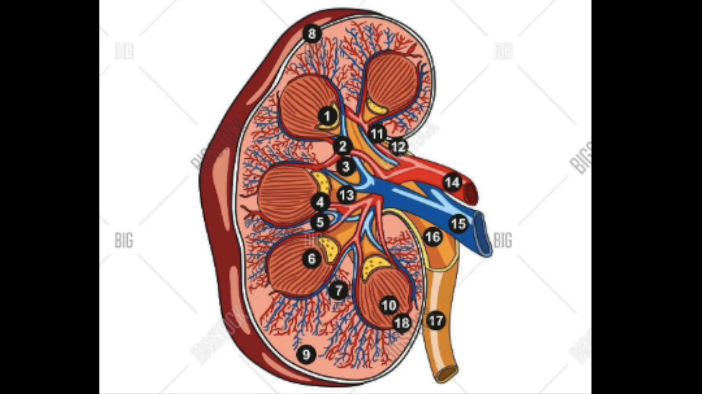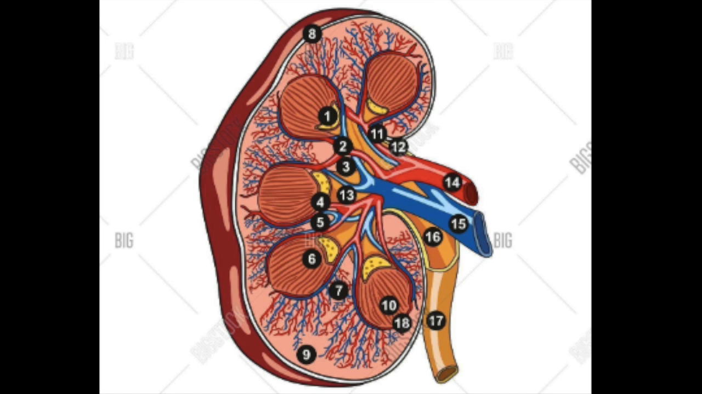The renal artery branches off into 5 small arteries. These are called the segmental arteries, and it is labeled by the number 11. Next we have number 12. It is called the renal hilum. It is the medial surface of the kidney. It is concave and has a vertical cleft.